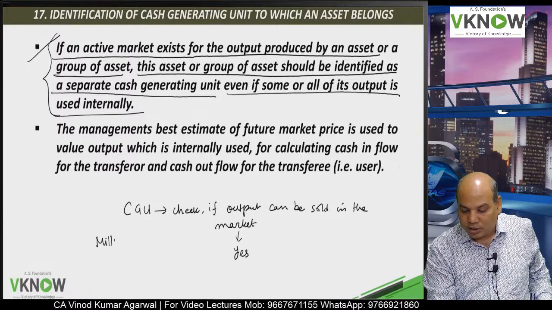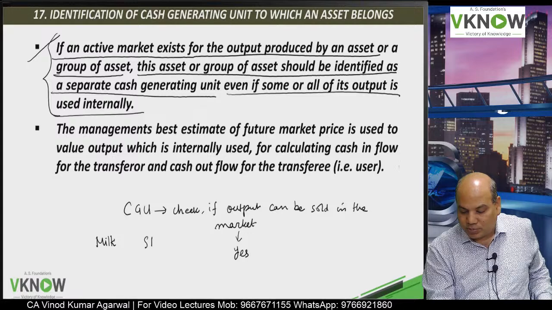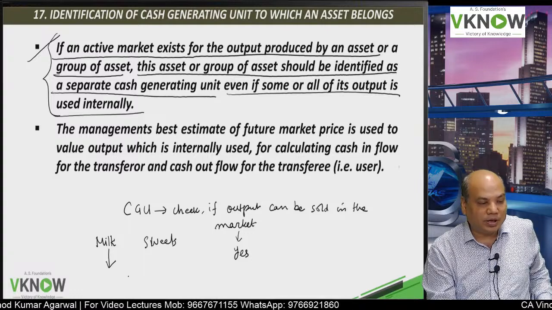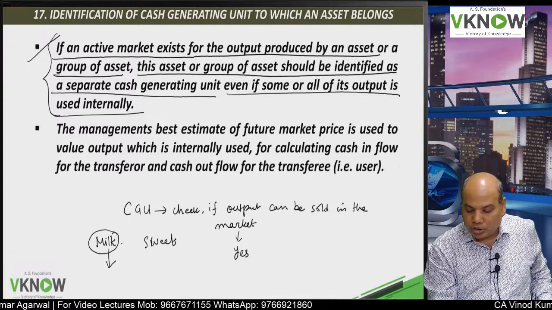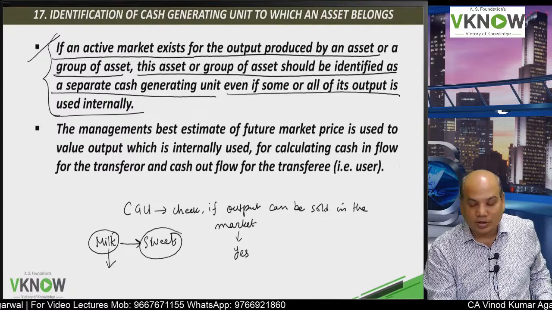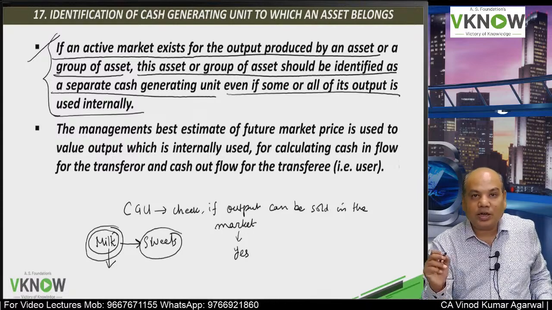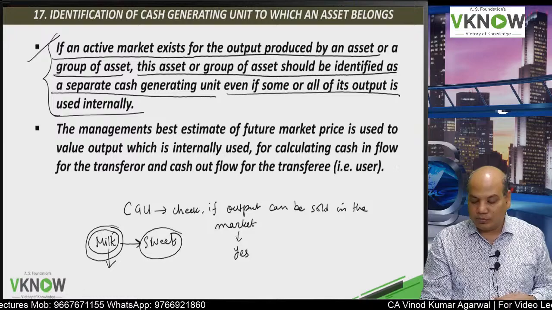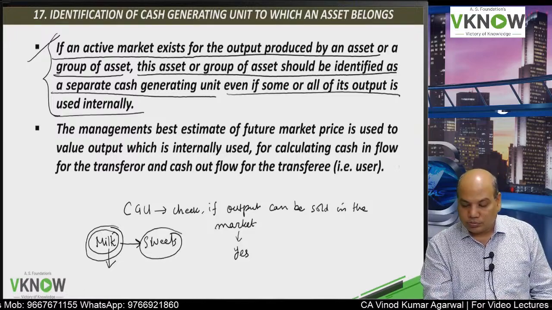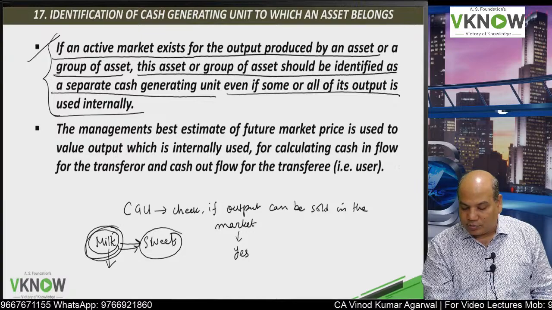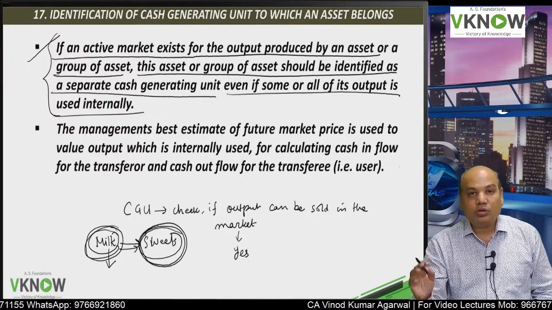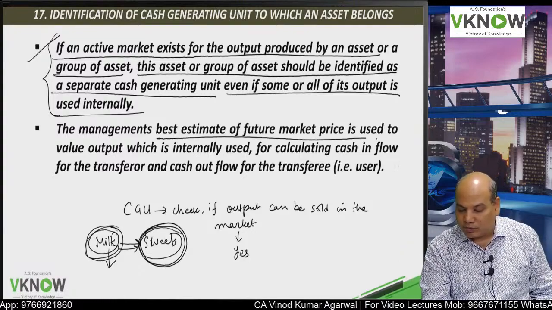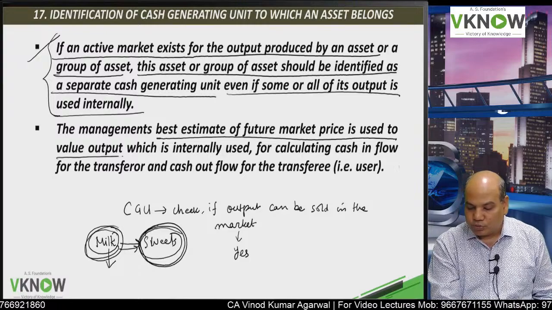So a company may have one milk department, one sweets department. Milk is capable of being sold in the market independently, but milk may also be supplied to the sweets department. Still, milk department can be treated as a cash generating unit. So how do you estimate the cash flow of this milk department, which is transferring some of the output to this other department also? The standard says management's best estimate of the future market price is used to value output.